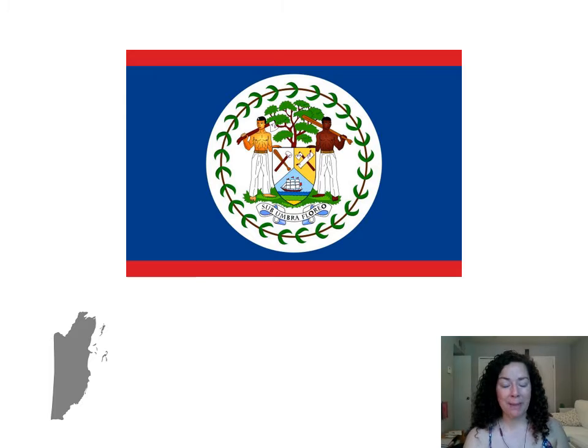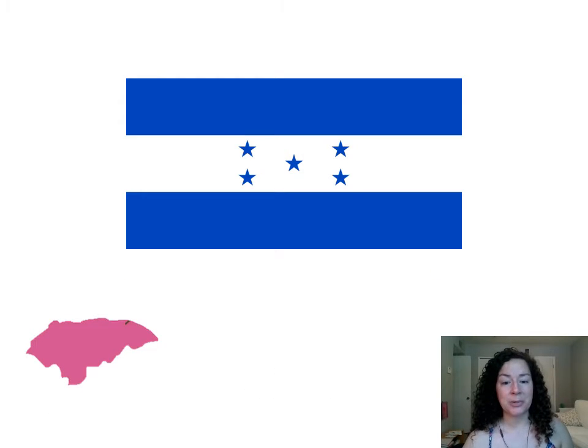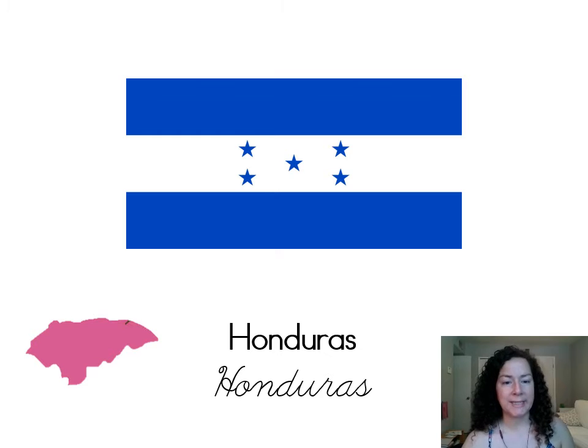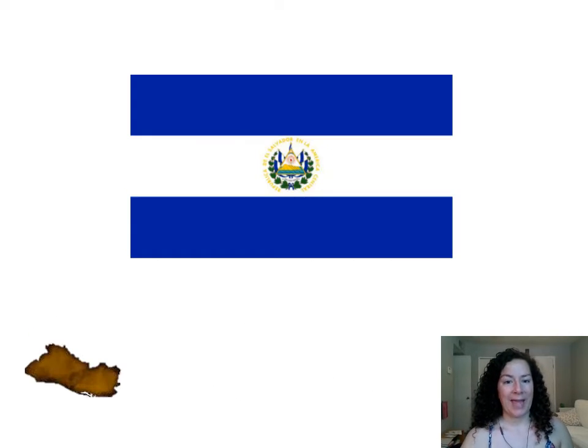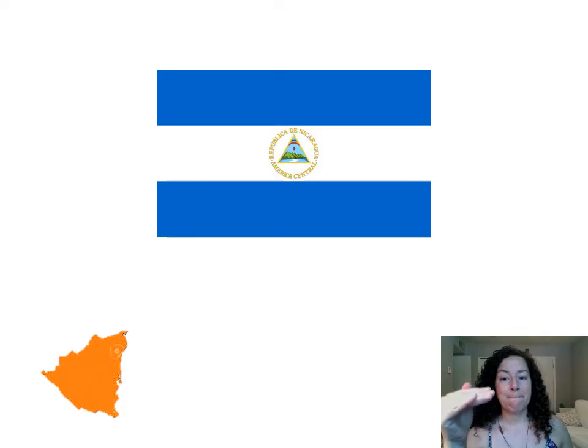And next to Guatemala is a tiny country that is called Belize. The next country we have here is Honduras, and in our puzzle map it is purple. And next to it we have El Salvador, and the color of this country in our puzzle map is brown. Below El Salvador we have Nicaragua, and the country is colored orange on our puzzle map.